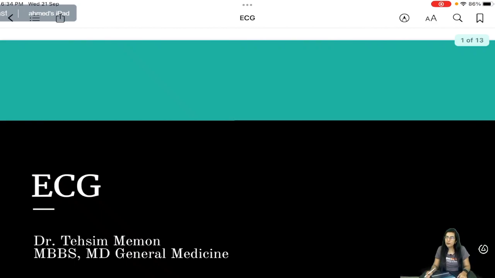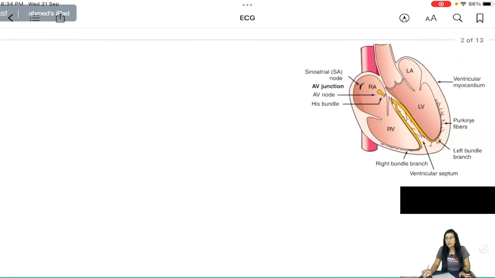Hello all, welcome back. So we are going to discuss ECG, that is electrocardiogram. But to discuss ECG, first of all we have to understand the cardiac physiology, especially the generation and conduction of impulse. Okay, so first of all, every cardiac cell has an inherent property of spontaneous depolarization. Okay, that is called impulse generation.